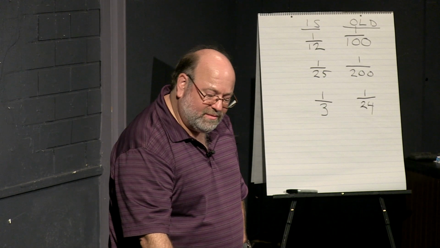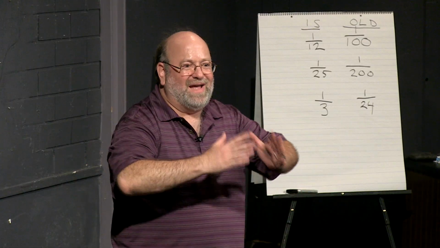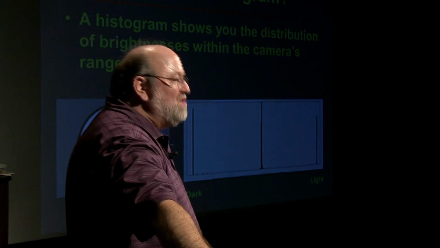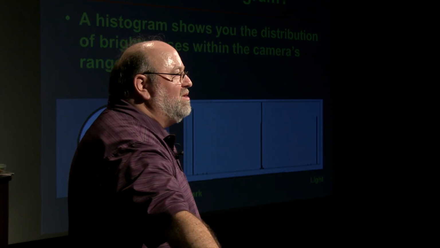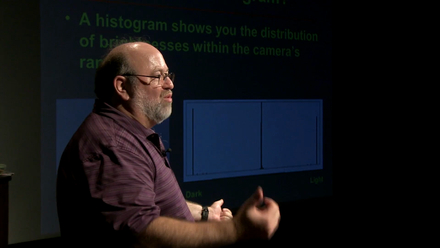So all it's doing is rearranging the pixels and stacking the ones that are alike on top of each other and letting you know, here's the range of brightnesses that are in your picture arranged by darkest on the left and brightest on the right.